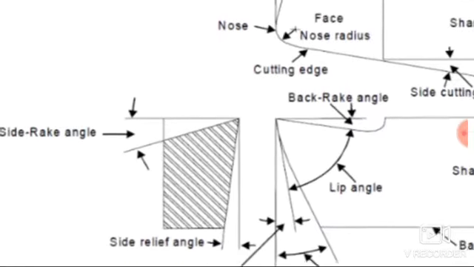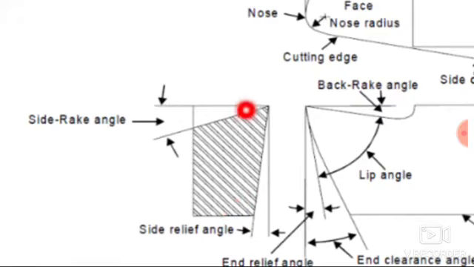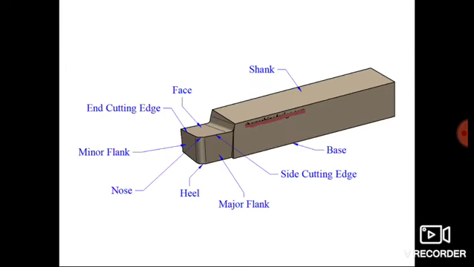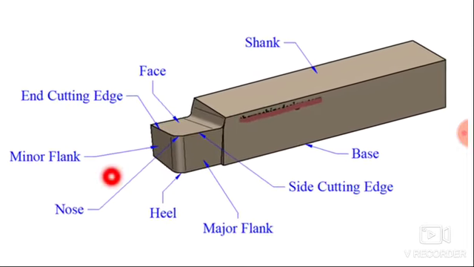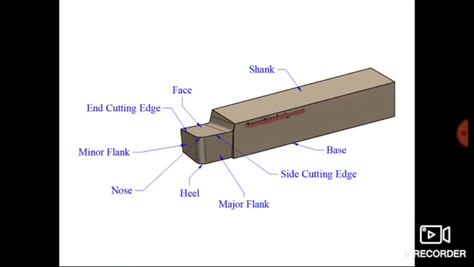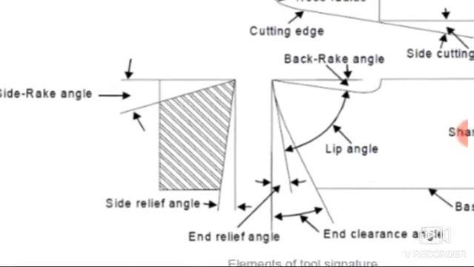Here you can see the side rake angle, which is clearly defined with the help of your side view. Now how can we get this side view? Just observe this diagram. If you look at this cutting tool from this side, this will be the front view and this will be the side view. From this side, the cutting tool will look like this. If you observe this cutting tool from the left hand, it will look like this.